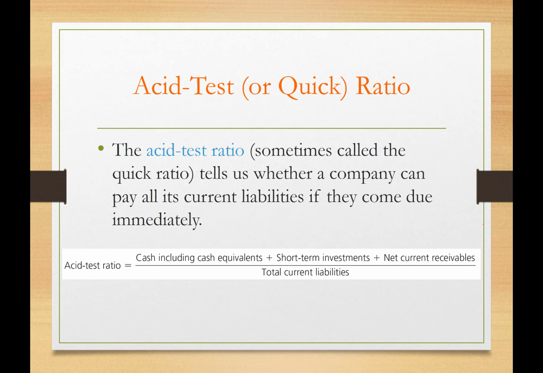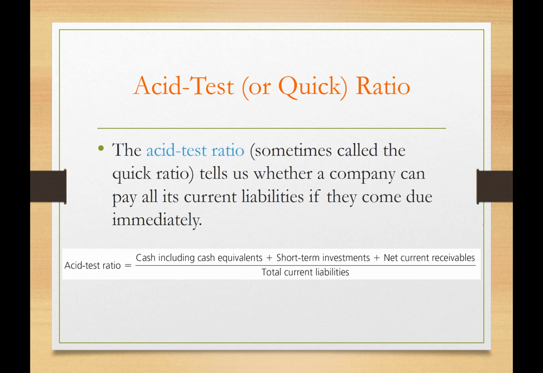The acid test or quick ratio asks, what happens if all of a sudden all of our current liabilities came due immediately? Would we be able to take care of them? And we would simply have to take all of our cash, including our cash equivalents, any short-term investments we had, any net current receivables. Remember, accounts receivable net would be that we take our accounts receivable, subtract out our allowance for bad debt, and we would get our net accounts receivable. So we hope we could turn those into cash pretty quickly.